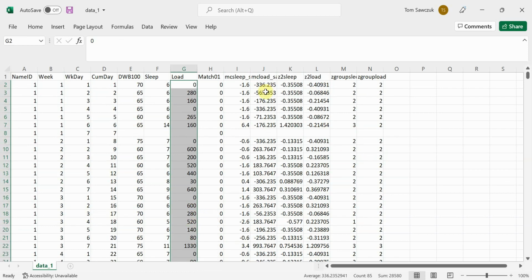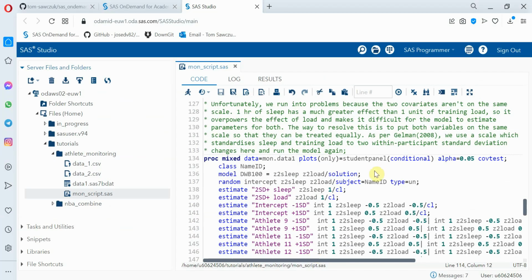If you do that for each athlete, you'll end up with a bunch of numbers that are a 2 z-score, a 2 standard deviation difference in the load. And doing it in this way is important because when we run the estimate statements, all we need is one portion of it. Because we've standardized it to 2 standard deviations, we just need a single portion of that value.